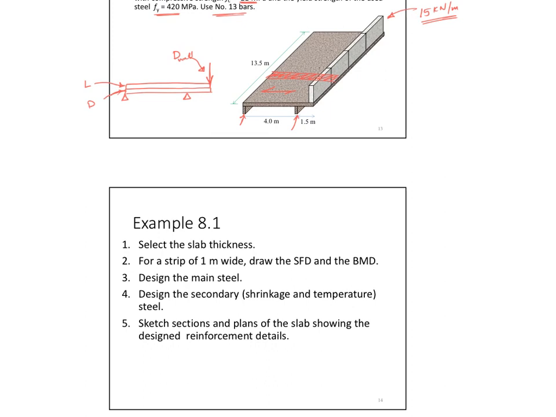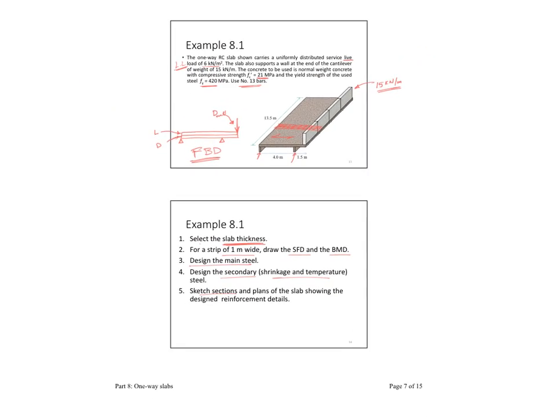And then I go with the answer. Let's look here. The first step, now I know the free body diagram looks like this, right? Now how do I determine the dead load? Number one is to select the slab thickness. How do I select the slab thickness? Based on the limits set by ACI, I can check cantilever, simply supported, one-end continuous, or both ends continuous. For a 1 meter wide strip, draw the shear force and bending moment diagrams, design the steel, then design the secondary steel for shrinkage and temperature, and then sketch the final reinforcement.